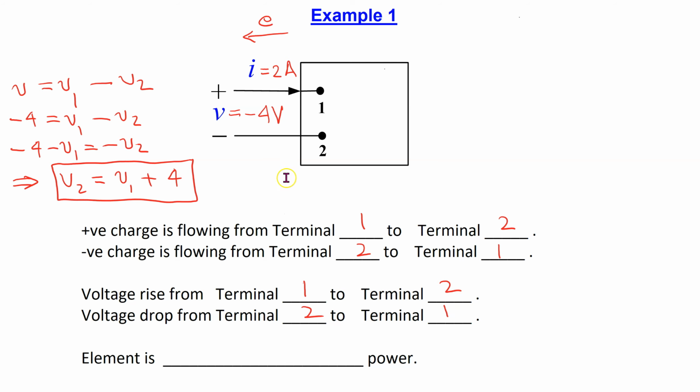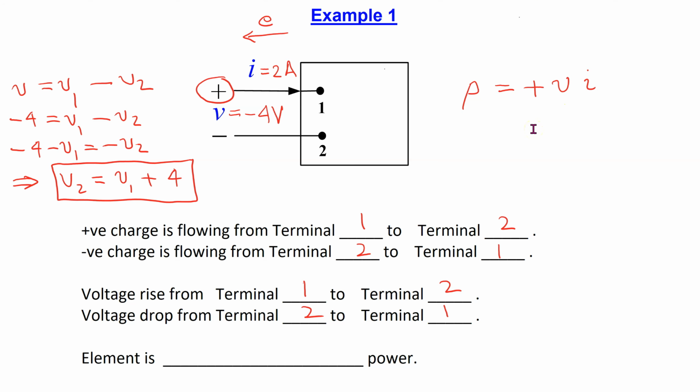Finally, let's have a look at the power. The first thing to do is to decide the sign of the power formula. To do this, we apply the passive sign convention. The conventional current is entering the terminal marked plus. Therefore, we use the power formula with a plus sign.